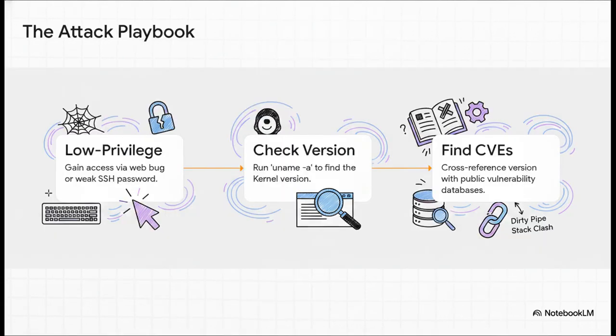Okay, so how does a hacker actually pull this off in the real world? It's a very methodical playbook. Step 1, they get that tiny foothold. Maybe it's a buggy web app, a weak SSH password, whatever, just low privilege access. Step 2, they look around. They'll run a quick command, something like uname -a, just to see the exact version of the Linux kernel running on that machine. And then step 3 is where it gets scary. They take that version number, go to public vulnerability databases, and cross-reference it. They're looking for known CVEs, things like Dirty Pipe or Stackclash, that work specifically on that version.